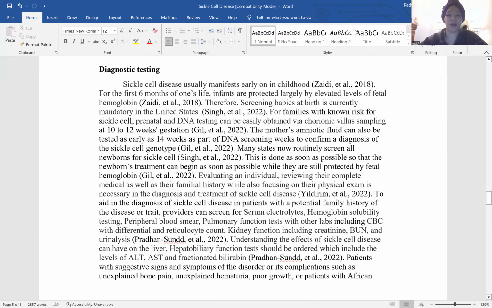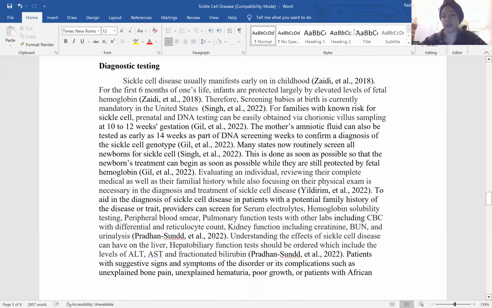So how do we diagnose sickle cell disease? What are the diagnostic tests? It usually manifests early on in childhood. For the first 6 months of one's life, infants are protected largely by elevated levels of fetal hemoglobin. Therefore, screening babies at birth is currently mandatory in the United States.